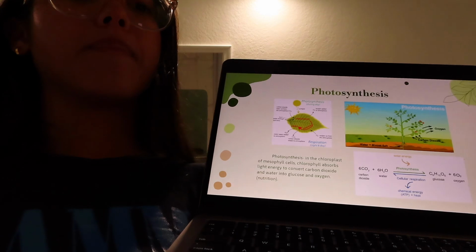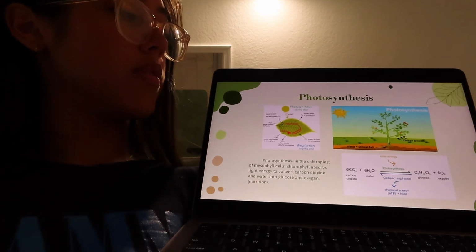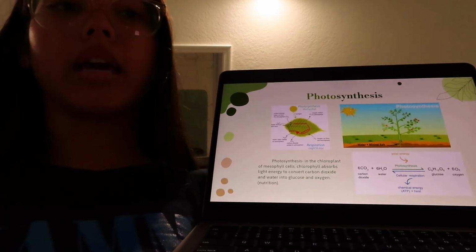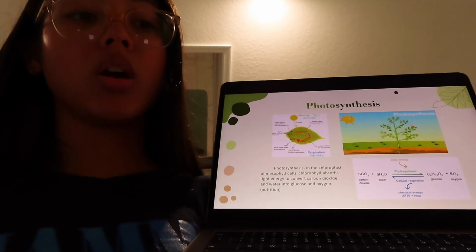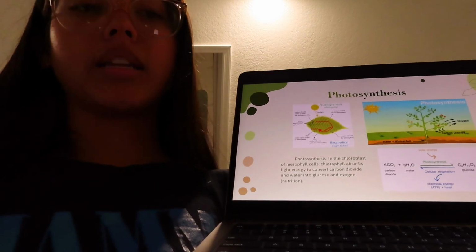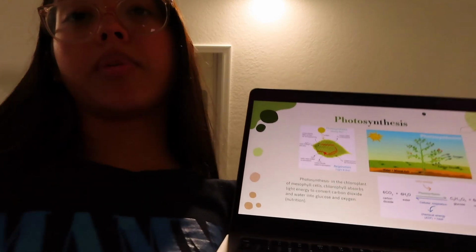Photosynthesis is influenced by factors like light intensity, carbon dioxide concentration, and temperature, which affect the rate of the light-dependent and light-independent reactions that happen in the chloroplast.